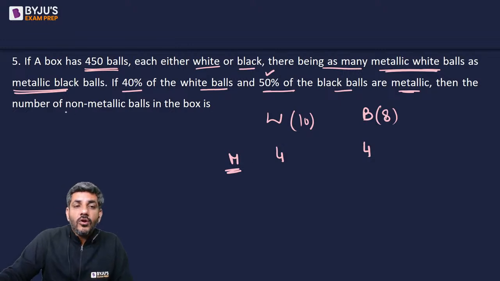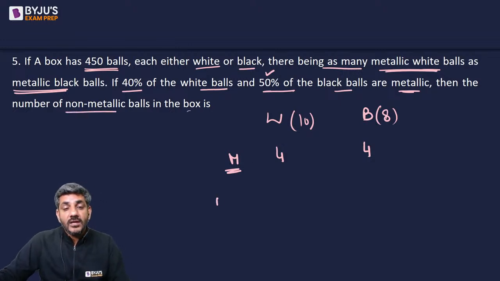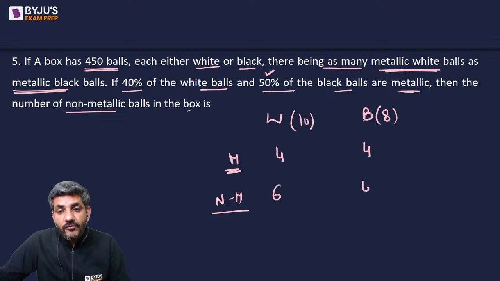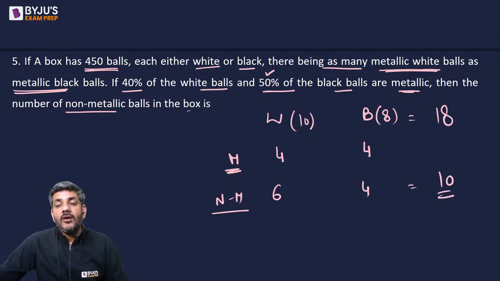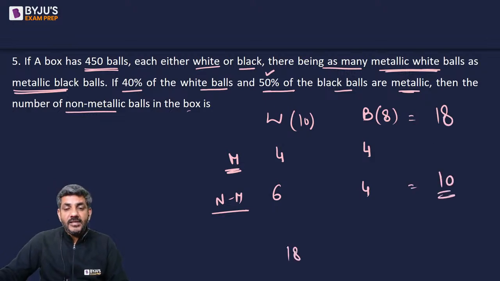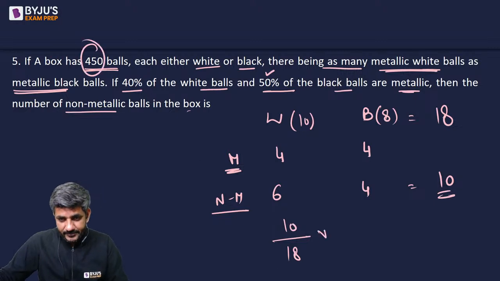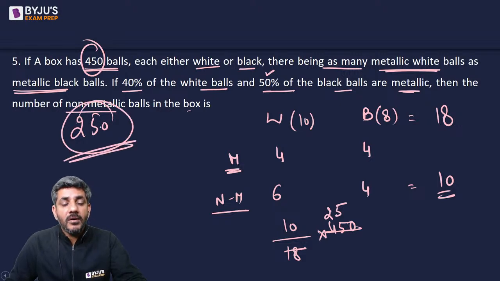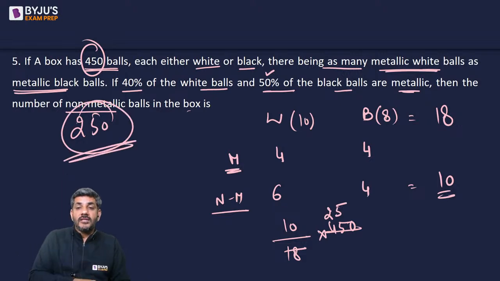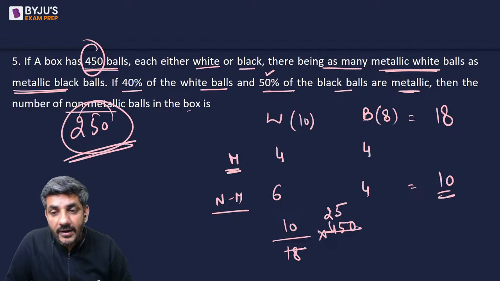Then the number of non-metallic balls in the box आपसे पूछ रहा है, तो यहां मैं non-metallic देखूं तो white 6 है, black 4 है. So out of total 18 balls, 10 are non-metallic. मतलब 18 में से 10 non-metallic है, तो 450 में से कितनी होगी? This into 450 is your answer, and this comes out to be 250. So 250 is the right answer. The number of non-metallic balls in the bag is equal to 250.